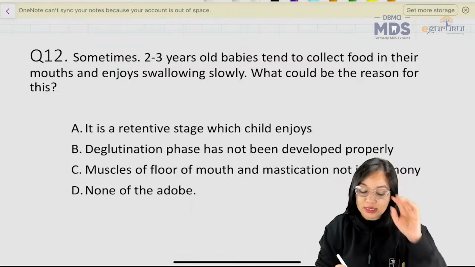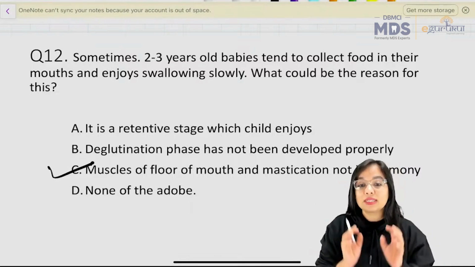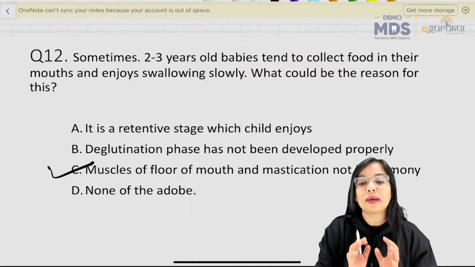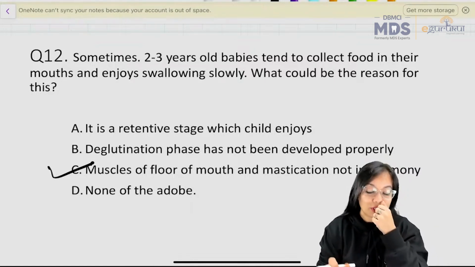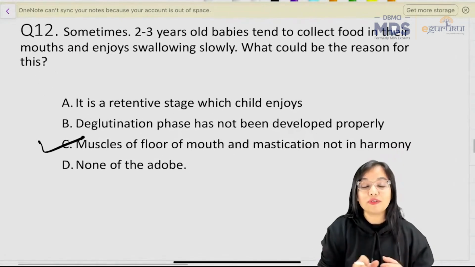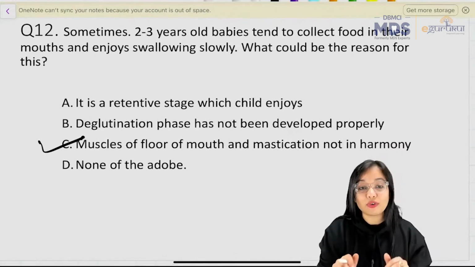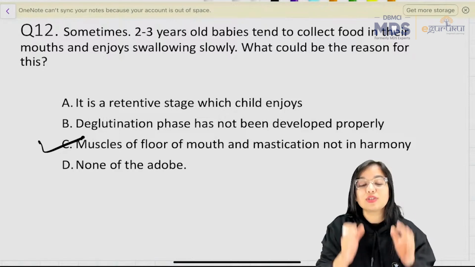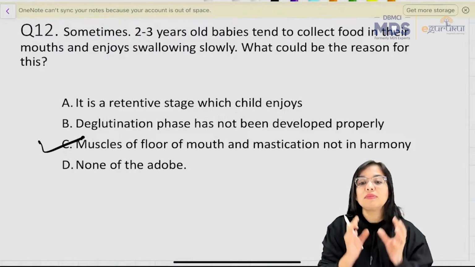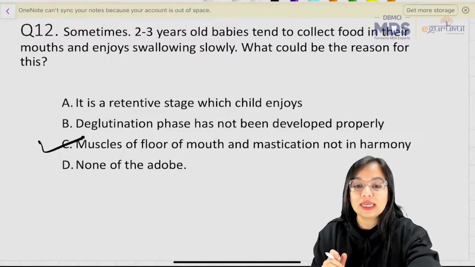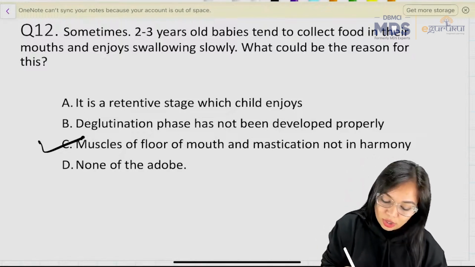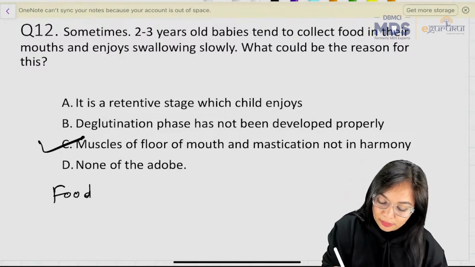So here the answer is C, that is the muscles of the floor of the mouth and mastication are not so much in harmony in such small children. So however much you scold them for being lazy, this is also one of the problems with them. The muscles of the floor of the mouth and the muscles of mastication are not in harmony. So basically this particular phenomenon is called food pocketing.